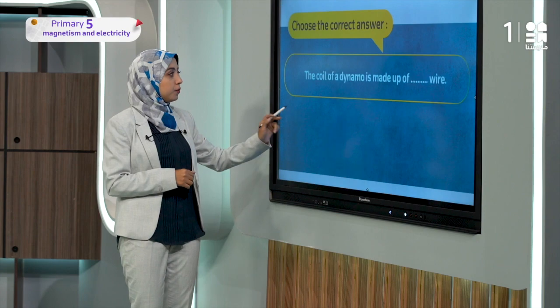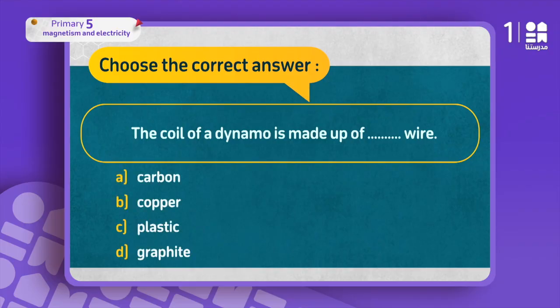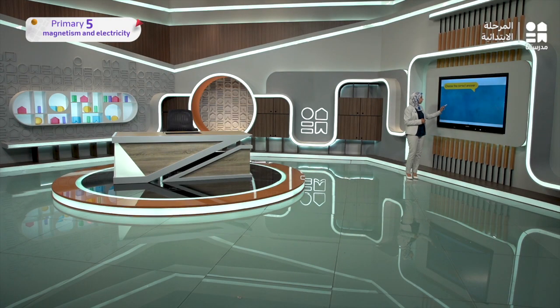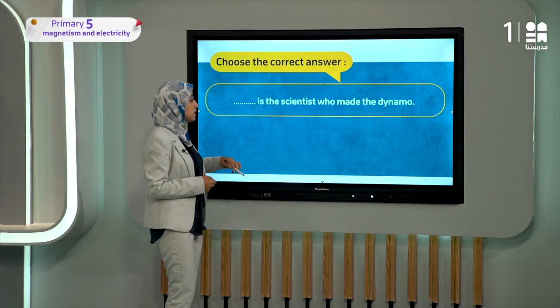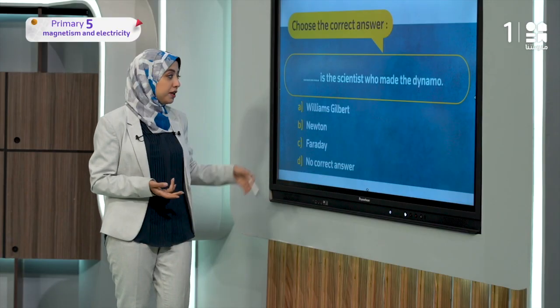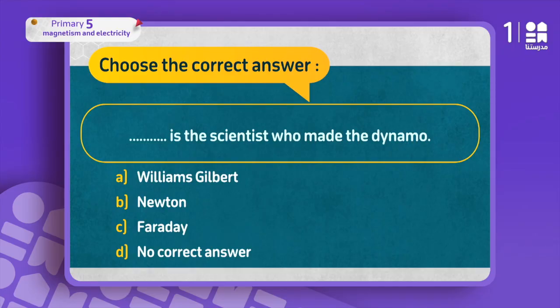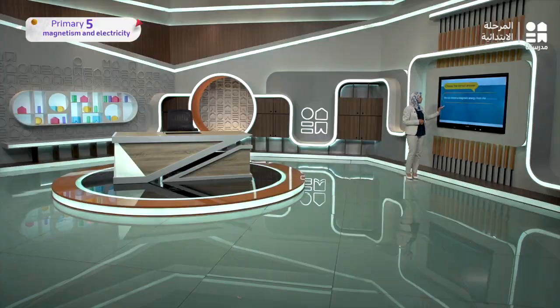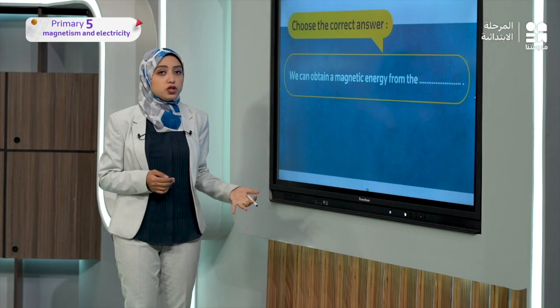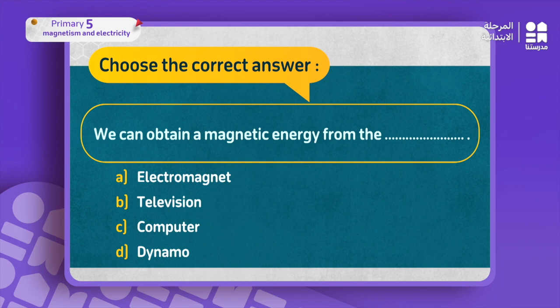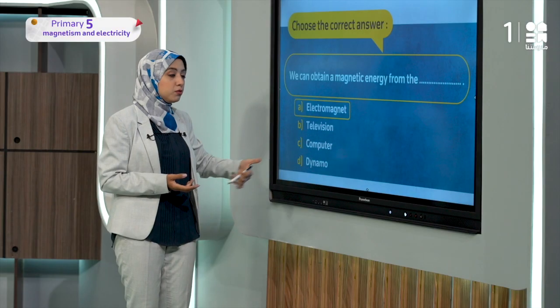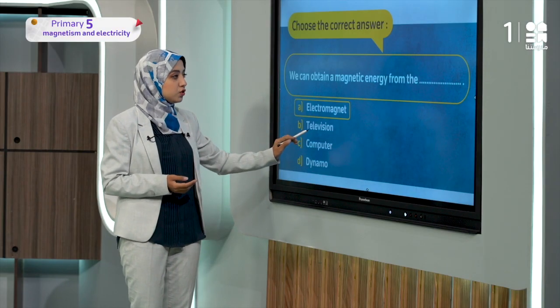Now, choose the correct answer. Number one, the coil of a dynamo is made up of copper wire. We said it many times. Number two, the scientist who made the dynamo: William Gilbert, Newton, Faraday, or no correct answer? The answer is Faraday. Number three, we can obtain magnetic energy from the electromagnet. Surely not the television or the computer. And from the dynamo we get electric current. So the electromagnet.